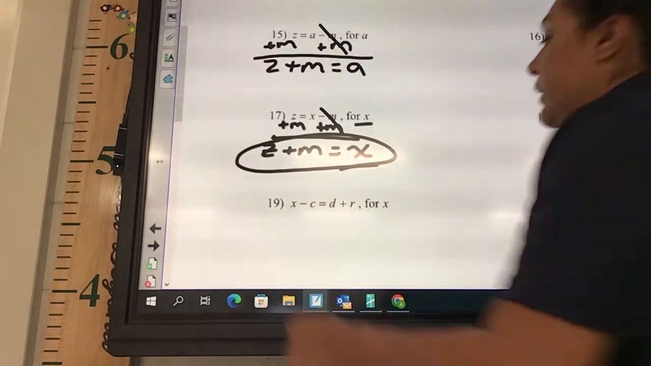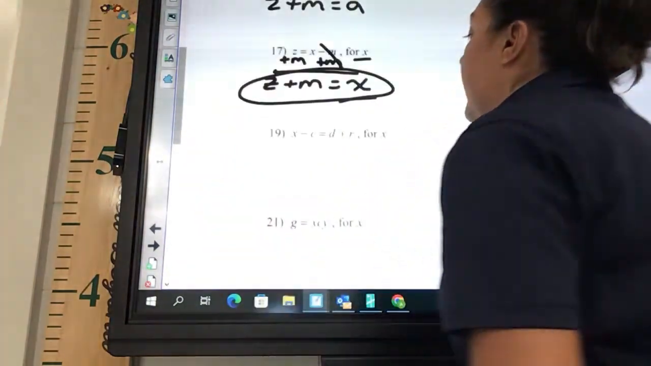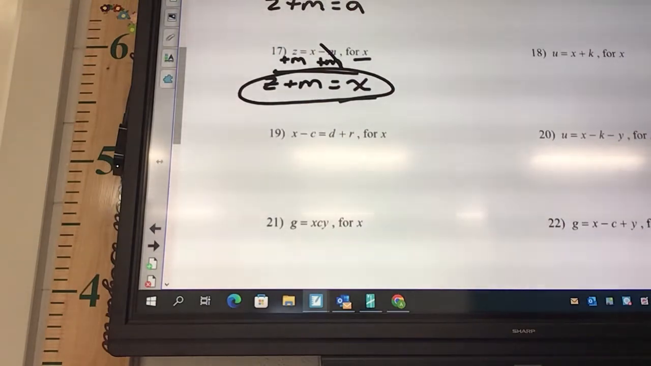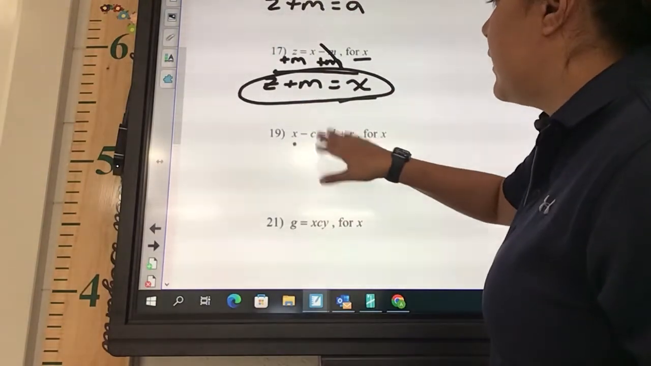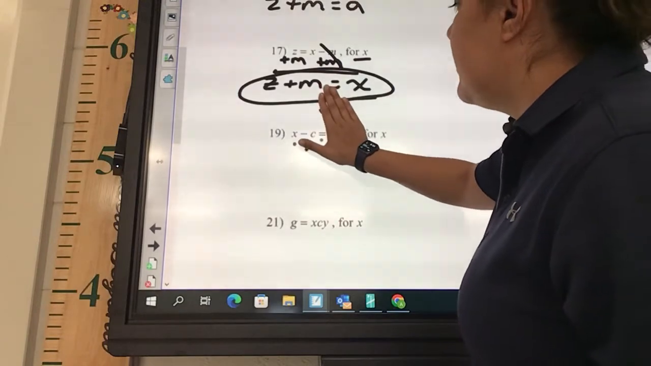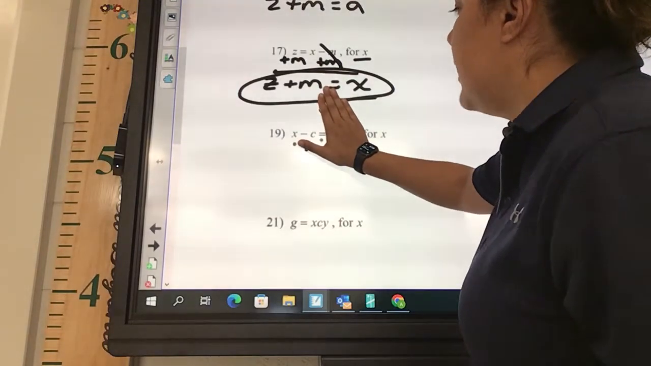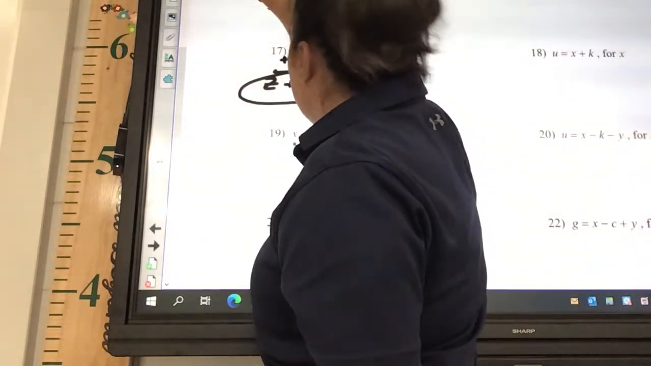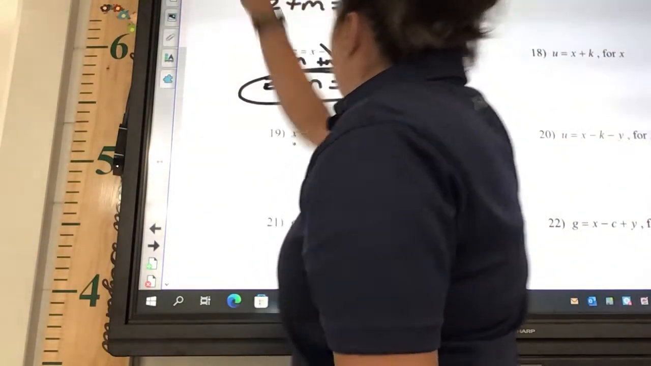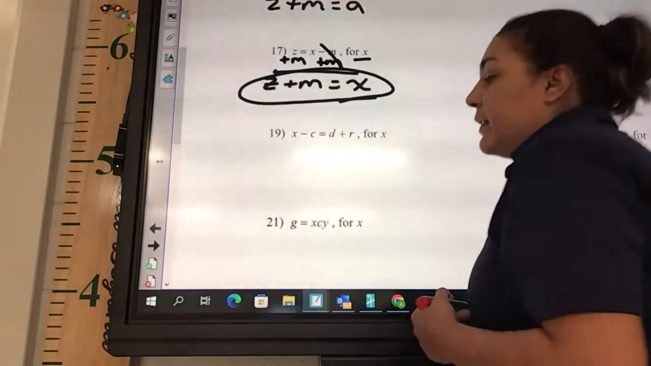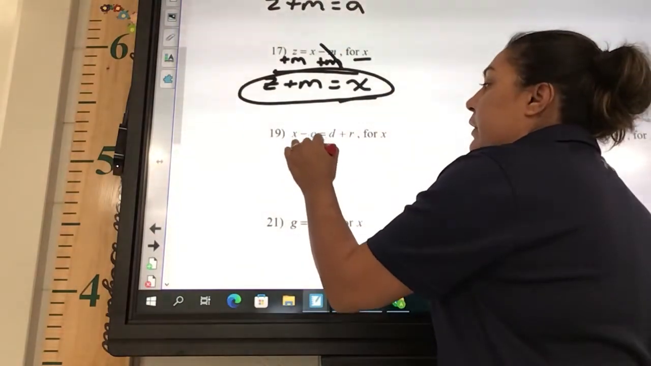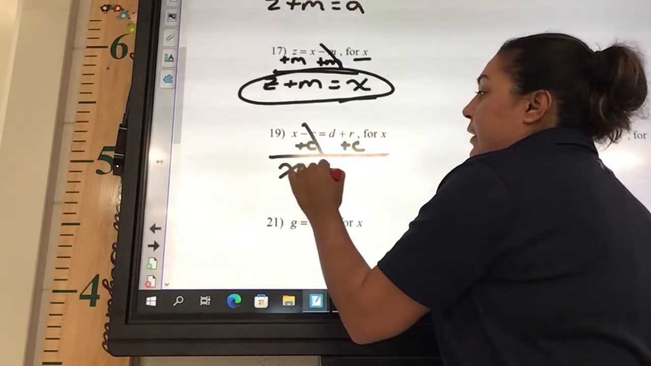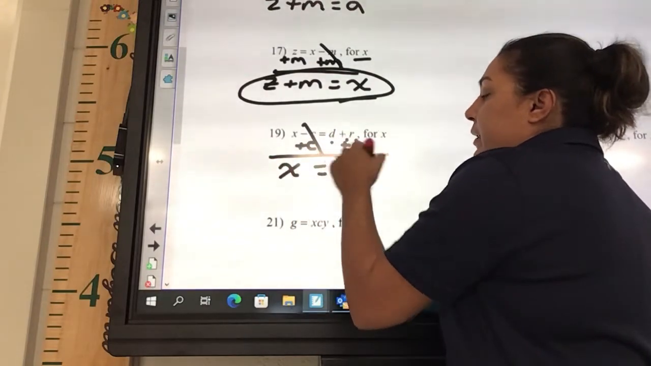Okay, 19. I'm solving for x. Okay, so take a second, find the x and find the equal sign. Okay, well, right here's my x and here's my equal sign. So anything that's on x's side of the equal sign needs moved. And so that's going to be that c. So we need to move the c. Okay, so how do I move a minus c? We're going to say plus c. Okay, so I got x equals d plus r plus c.